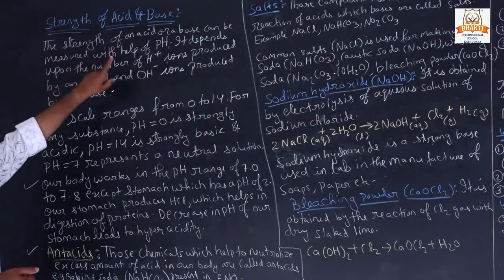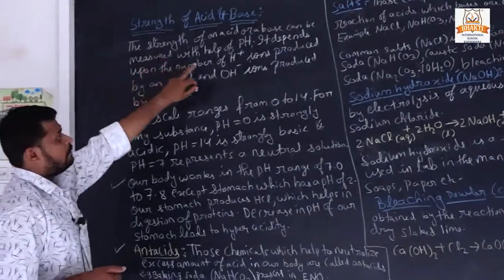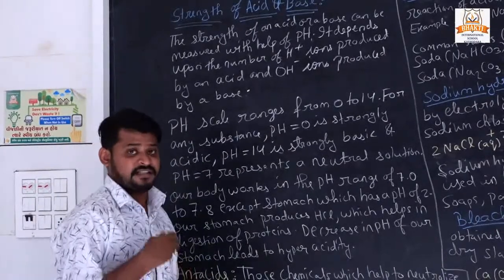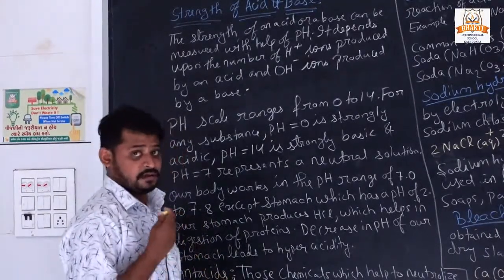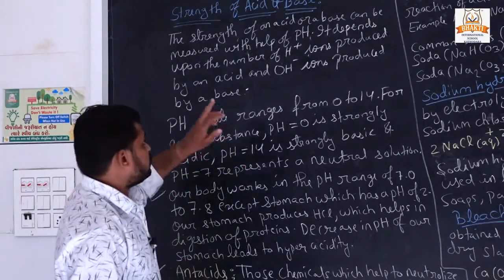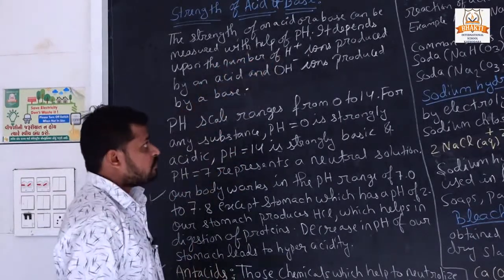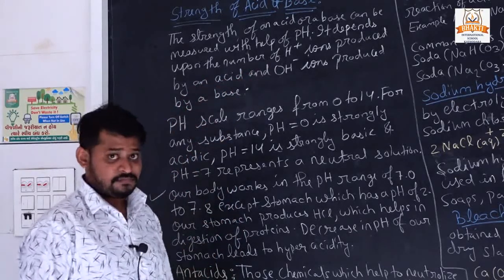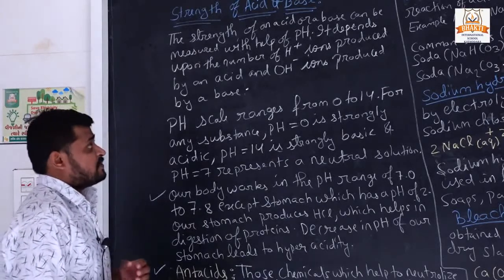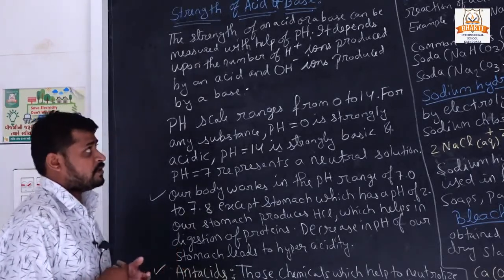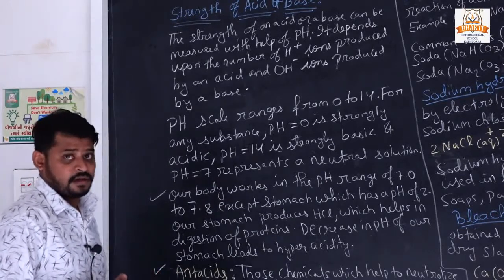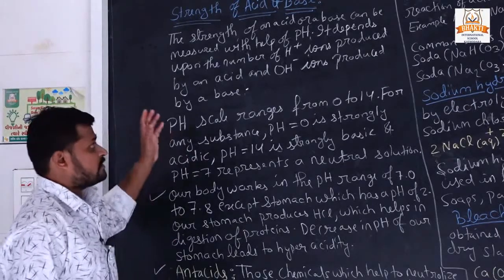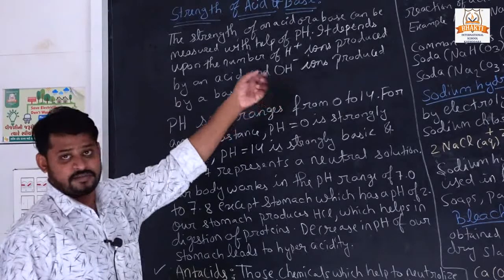The strength of an acid or a base can be measured with the help of pH. If we want to compare whether an acid is strong or weak, it all depends on pH, which depends upon the number of H plus ions produced by an acid. If an acid produces more H plus ions, it is strong. If it produces fewer, it is a weak acid. It's the same for a base, which produces OH minus.